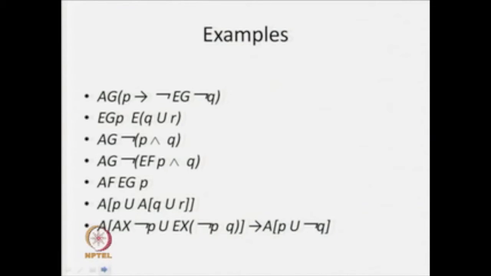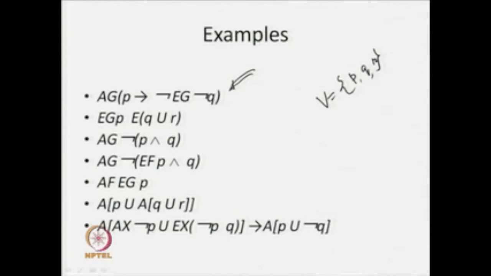Now, after looking at the syntax of the CTL formula, let us see some formulas and whether these are CTL formulas or not. Consider this first formula. Here we have a set of atomic propositions, say P, Q, R. These have truth values, either true or false.